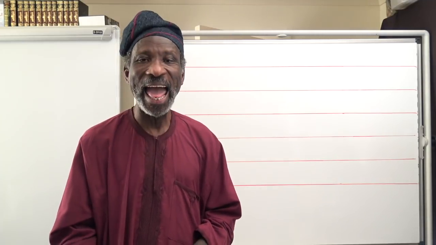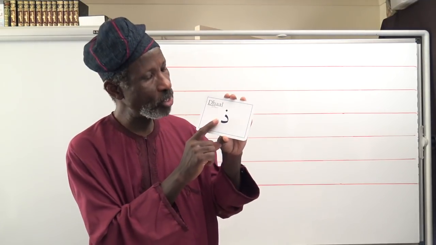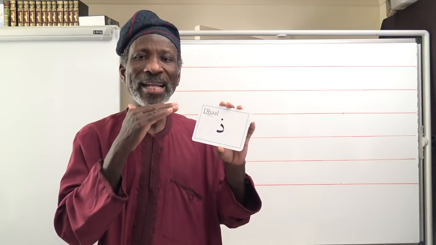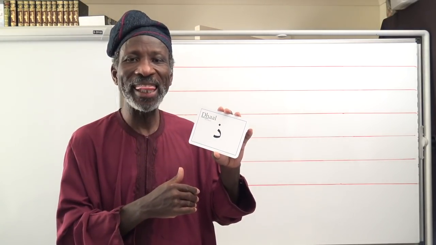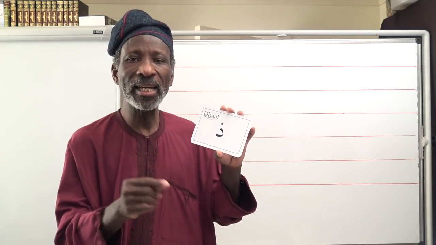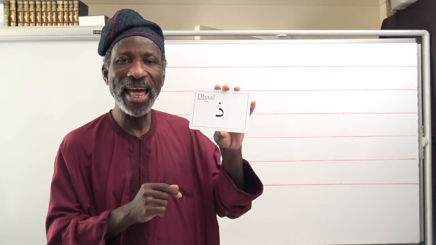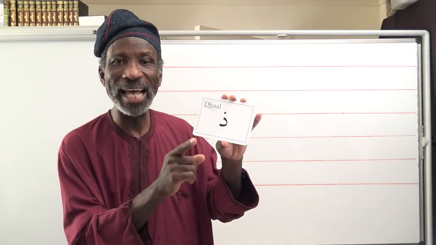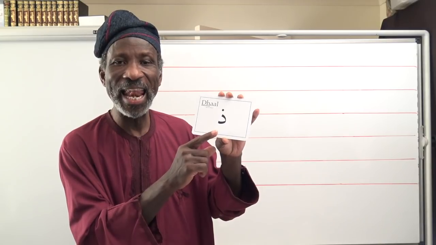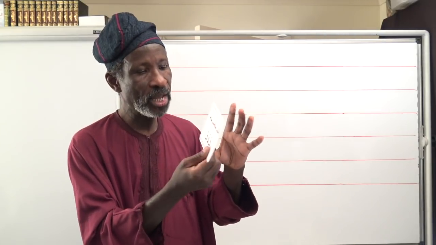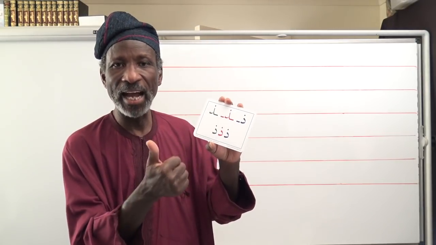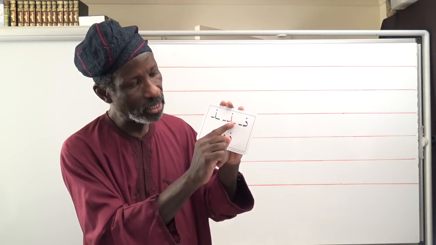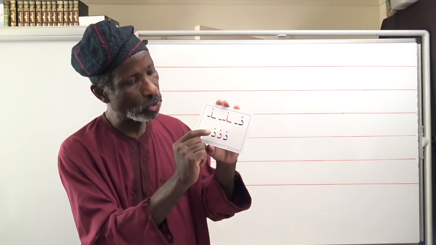Now let's do dhal. This is dhal. It's the same shape as dal, but you have one dot there. The way you pronounce it is you have your tongue trapped forward, and then you pronounce dhal. Don't say zal, it's dhal. Again, it's a naughty letter, it cannot be extended forward like alif and dal. Dhal, beginning, you cannot extend it. If letters come in here which are not naughty letters, they can be joined to it, and at the end, dhal.